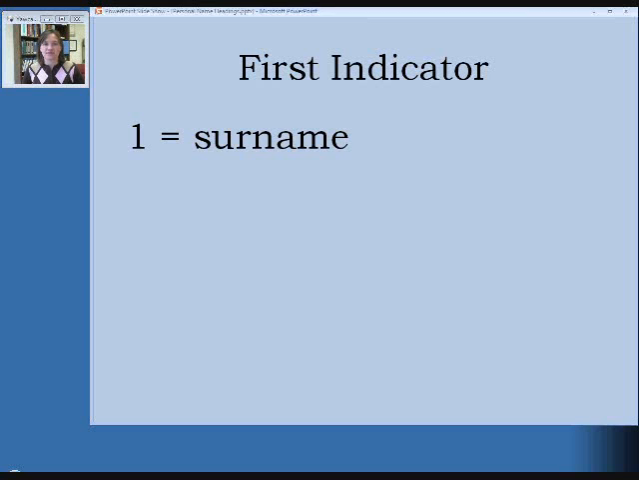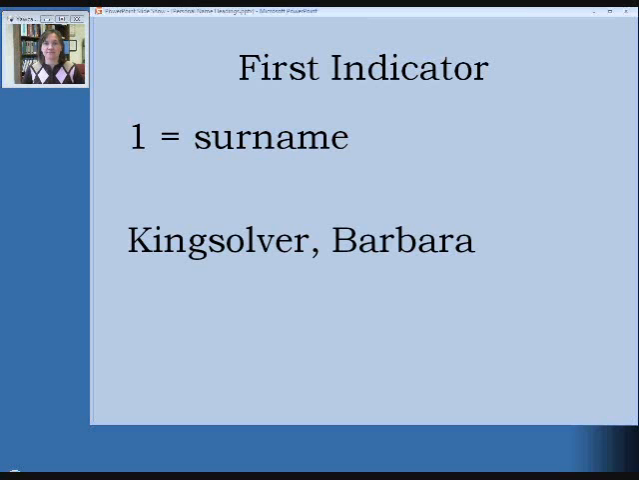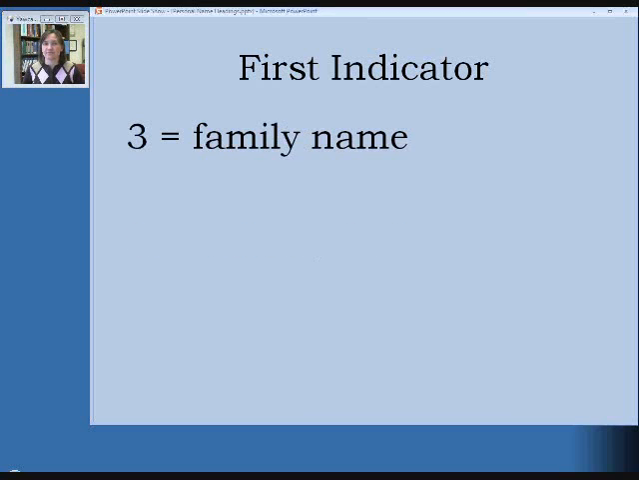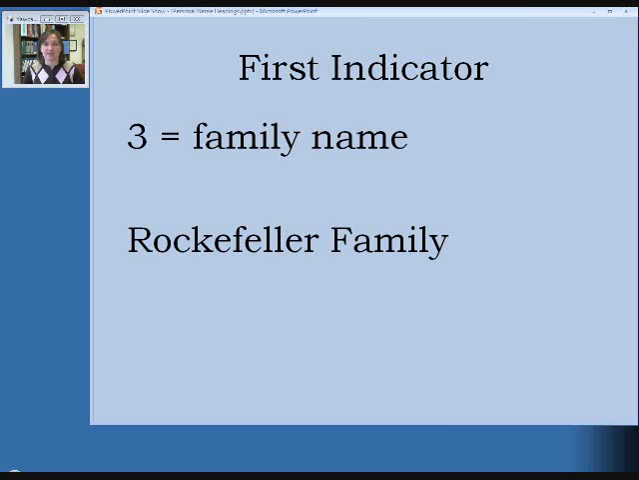More often you'll see a first indicator of 1, which stands for surname, and means that the name appears with the last name first, followed by a comma, and then the first name. So this is probably the most common indicator you will use. But you can also have a first indicator of 3 for family name. And so if you had something like the Rockefeller family, you would use a first indicator of 3.